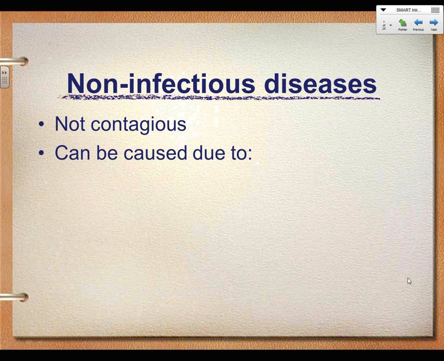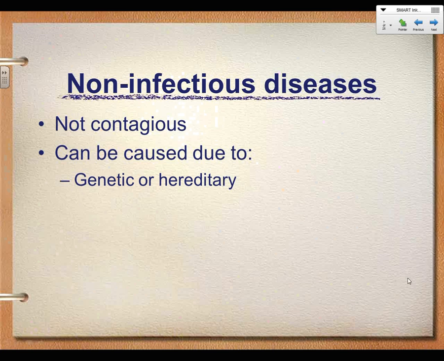Well, if you can't catch it from someone else, how do you get it? It could be genetic or hereditary. I mean, it runs in your family. It could be congenital. A disease that's congenital would be something like fetal alcohol syndrome.